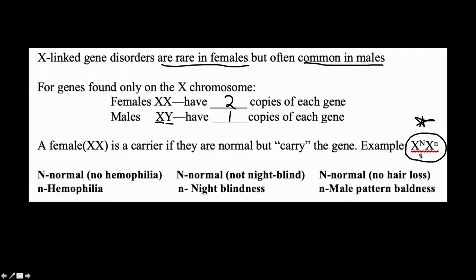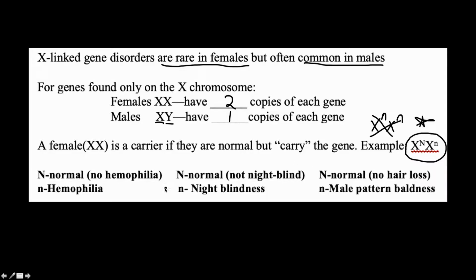Whenever you see a female who has a normal allele with a recessive mutated allele, they are normal because normal is dominant over the recessive disorder here, but they can carry it and pass it on. So that's really, really important to remember. A female is only considered a carrier if she's big N, little n, if she's heterozygous. This female is not considered a carrier. She actually has the disorder, so that is not a carrier. Only this is a carrier.